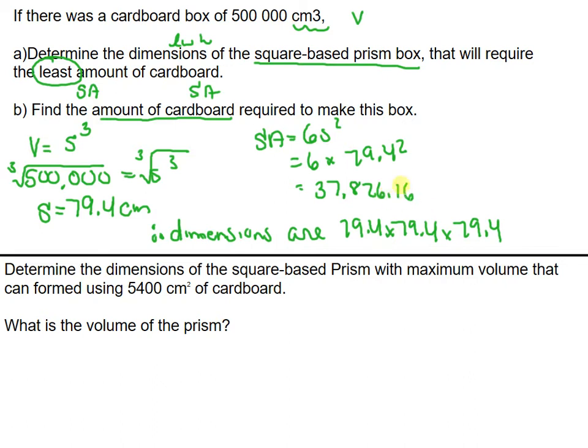37,826.16. And because this is surface area, this is going to be measured in centimeters squared. So therefore, surface area equals 37,826.16 centimeters squared.